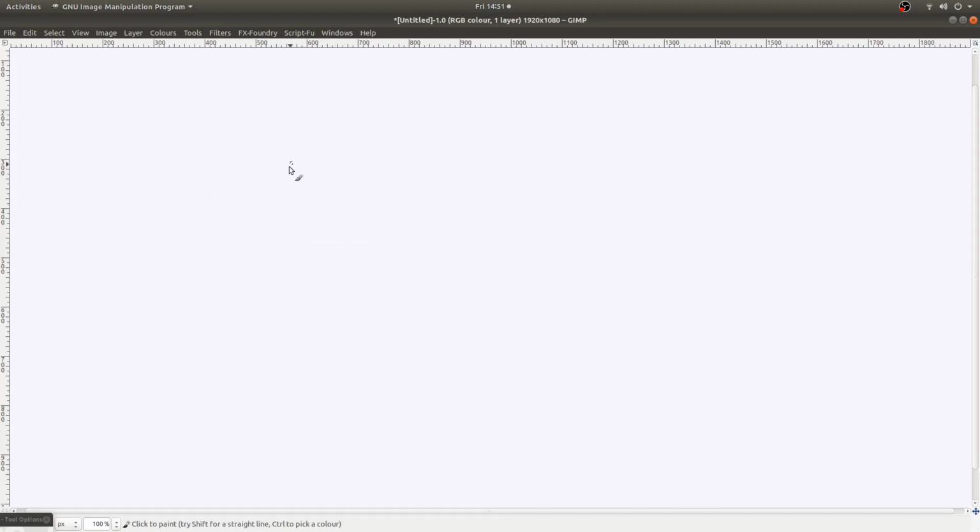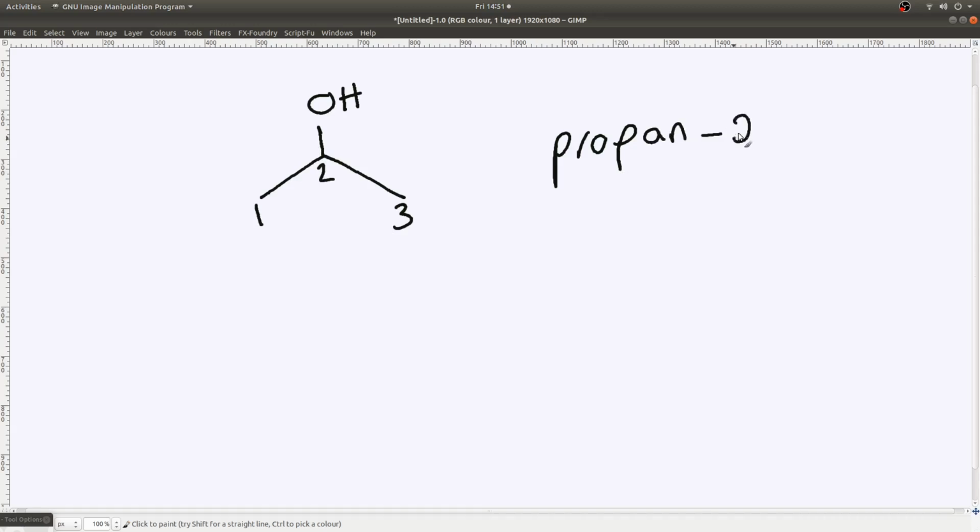Let's look at another example. So this time, let's have the alcohol group there. Again, can we name this molecule? We've got 1, 2, 3 carbons in a continuous chain. So once again, it's going to be prop. This time our alcohol group is on the second carbon instead of the first one. So here we would have propan-2-ol. Simple as that.